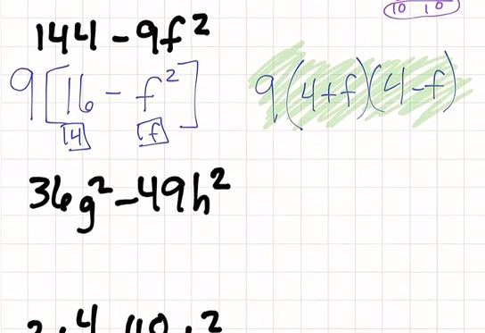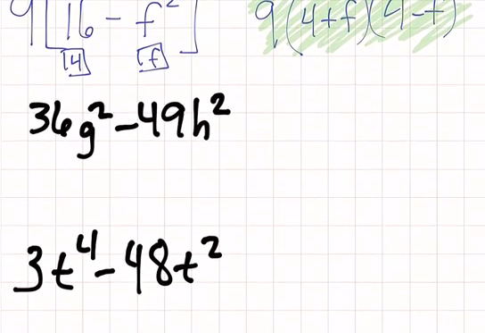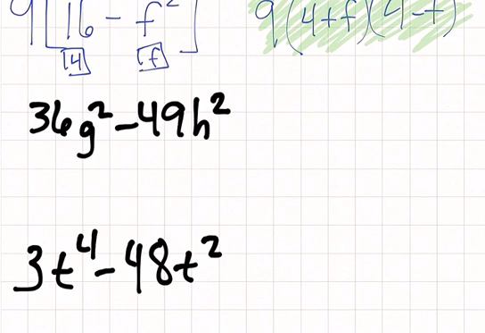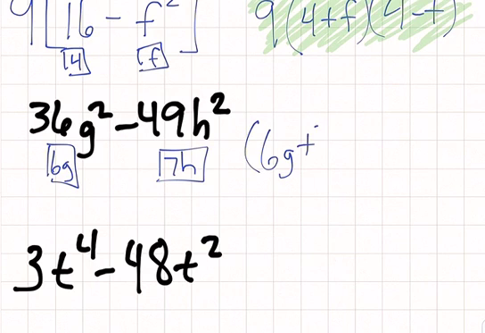Okay, let's look at this next couple here. And maybe you can try them, pause it, and then put the answer up. There is no GCF. They are a difference of perfect squares. So we're good to go. It would just be 6g plus 7h and 6g minus 7h.